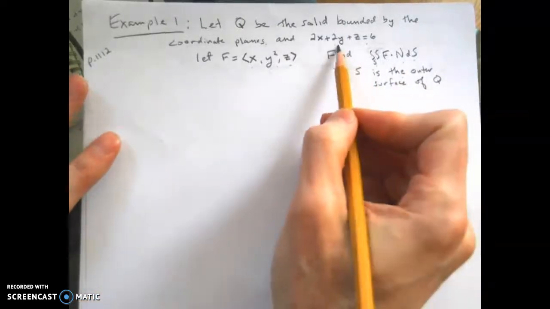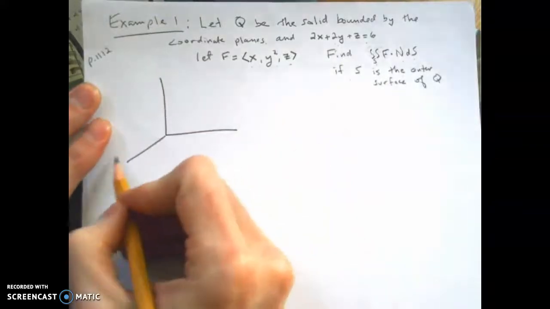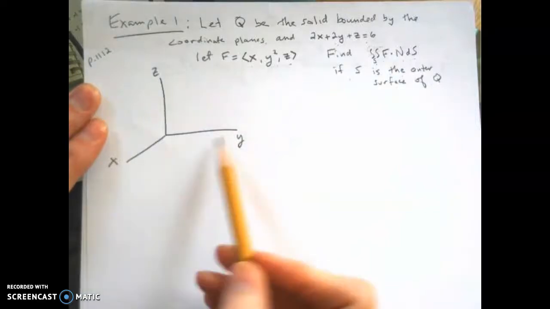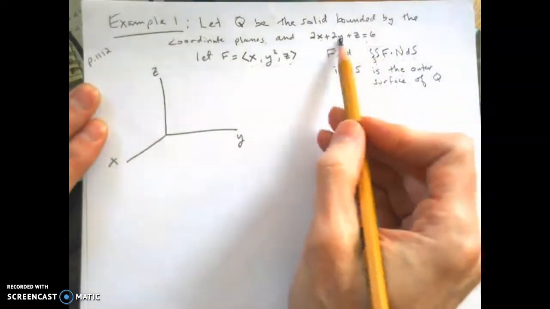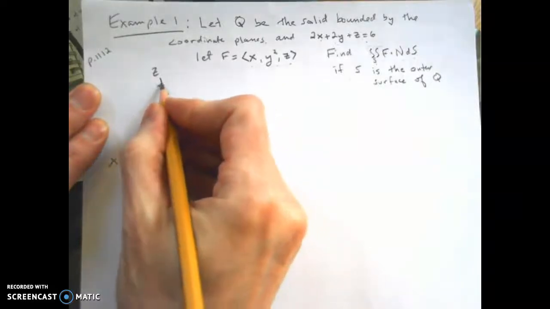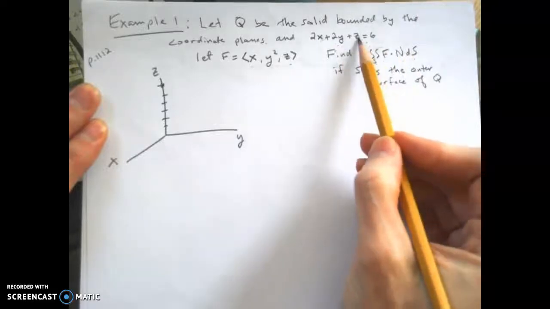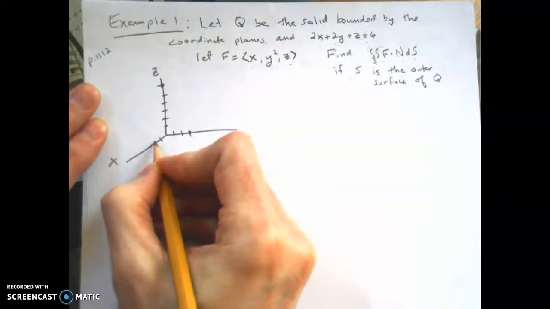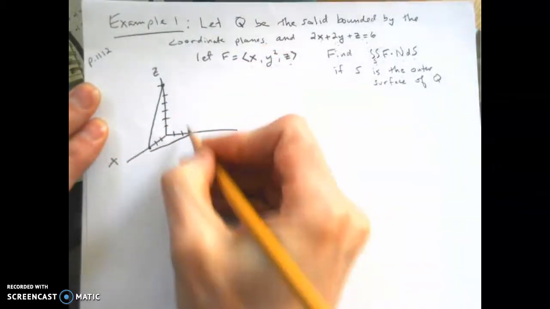So let's first find what this solid looks like. If we draw the x, y, and z axes, the solid is bounded by the coordinate planes, the xy plane, the xz plane, and the yz plane, and this plane. When x and y are 0, z is going to be 6. When x and z are 0, y is going to be 3. And then the x-intercept is here. Okay, so this is our solid right here.